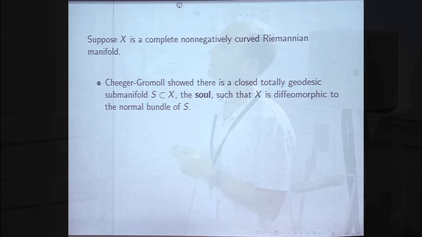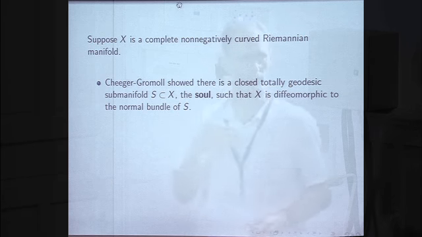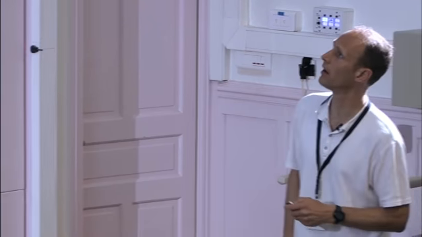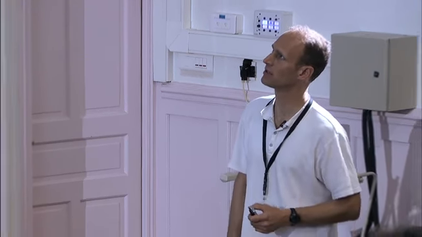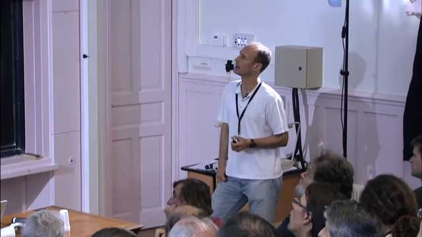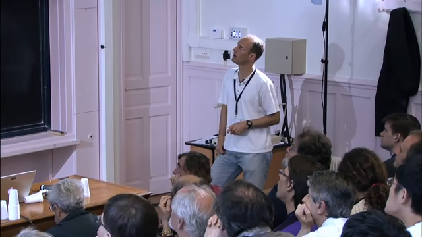Since it's totally geodesic and it sits in a non-negatively curved manifold, the soul is itself non-negatively curved. And then they show that this non-compact manifold X is diffeomorphic to the normal bundle of S. Okay? So to understand the topology of X, you just need to understand the normal bundle of the soul.